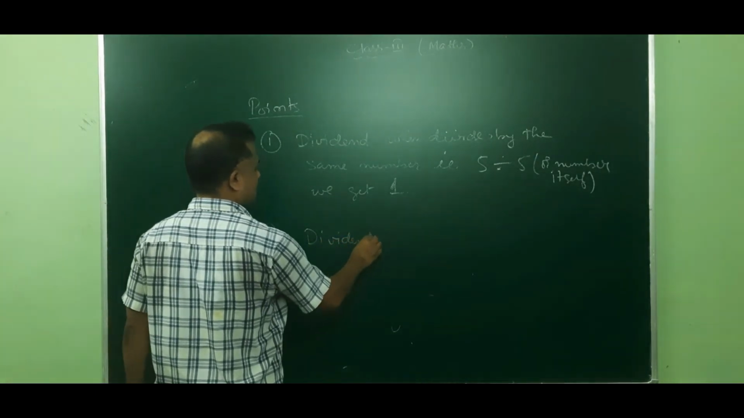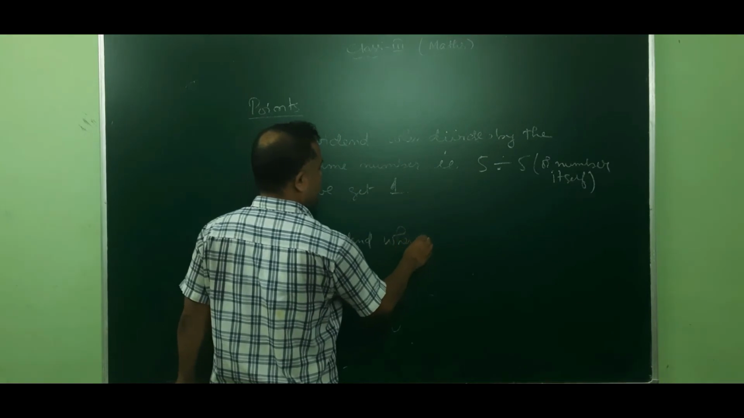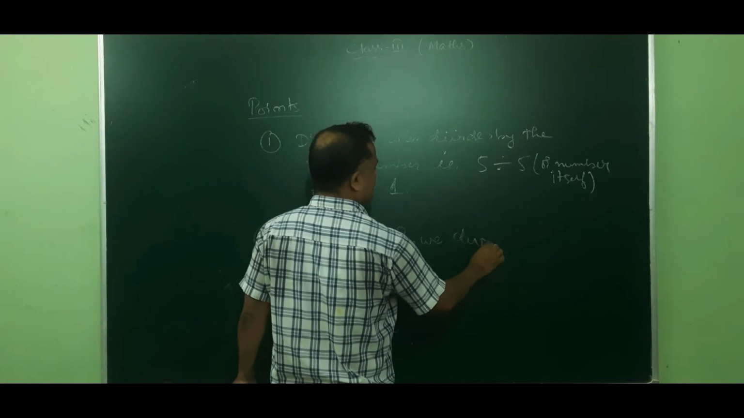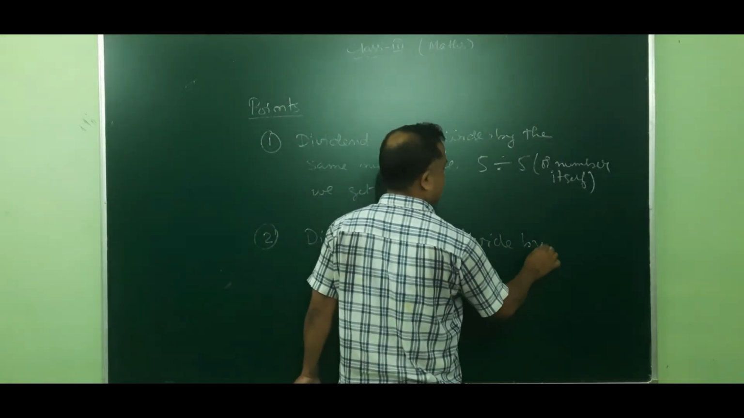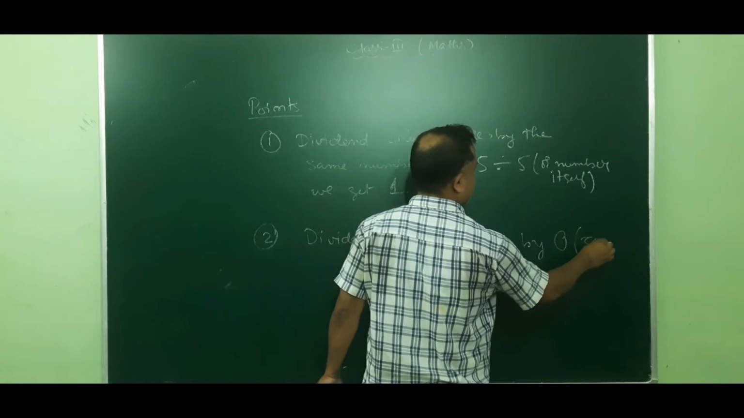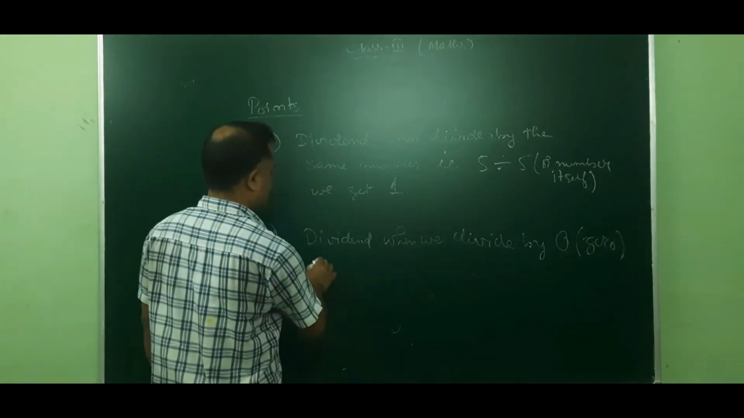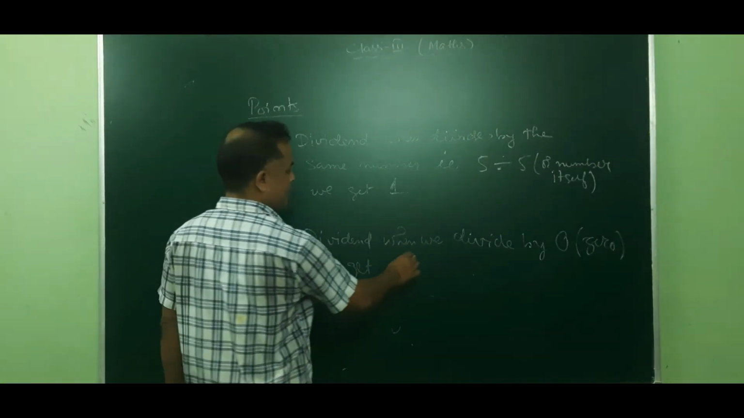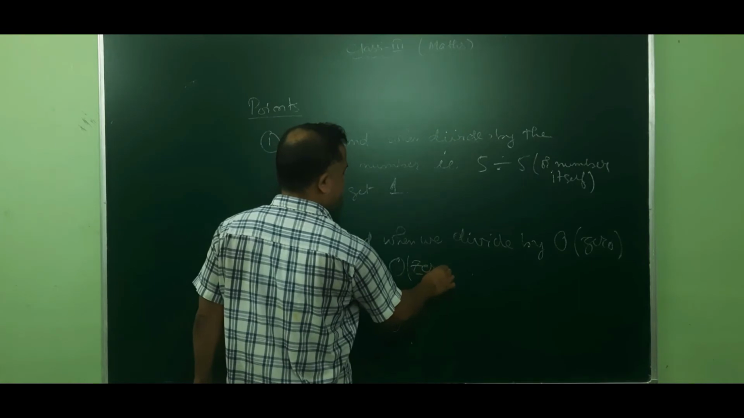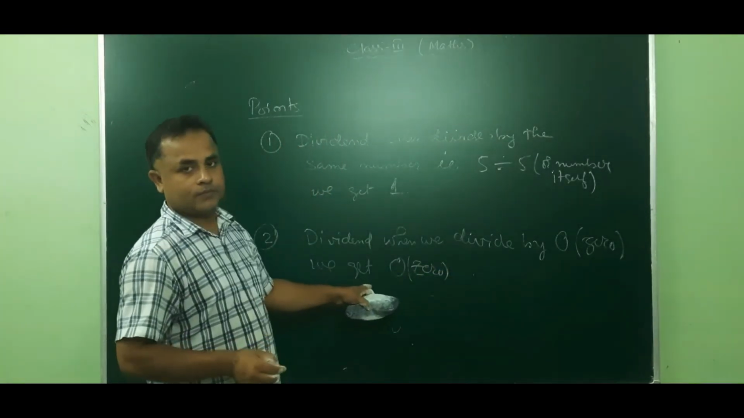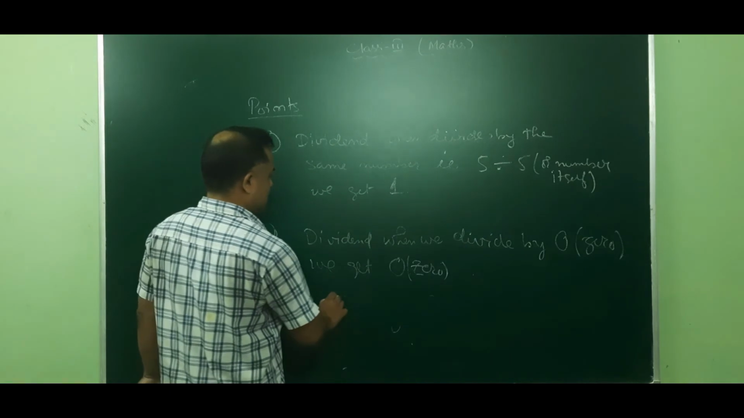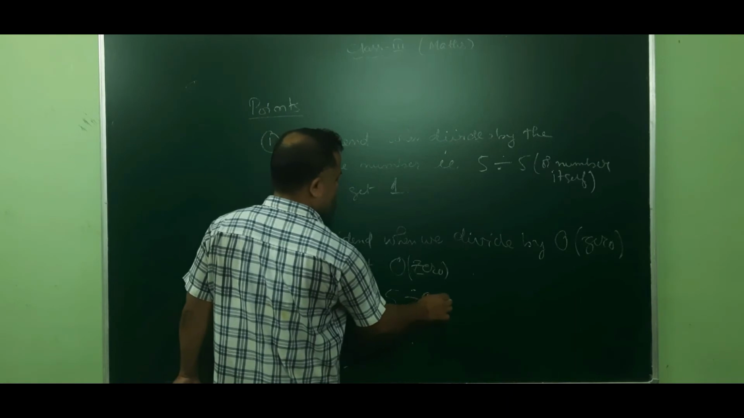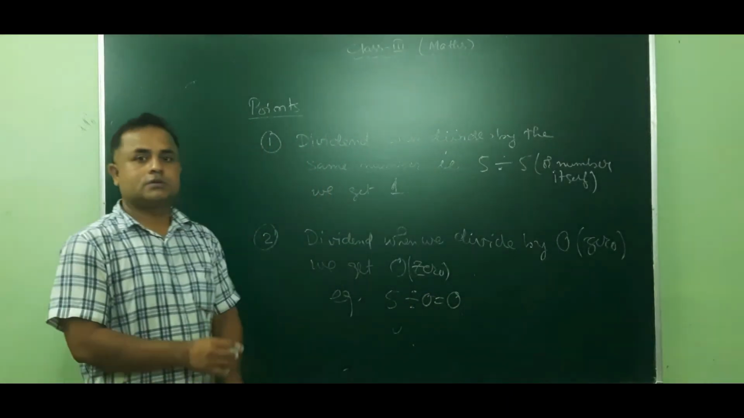Number 2 point is that when we divide a dividend by 0, we get 0, that is, the quotient is 0. The answer is 0. For example, 5 divided by 0 is equal to 0.